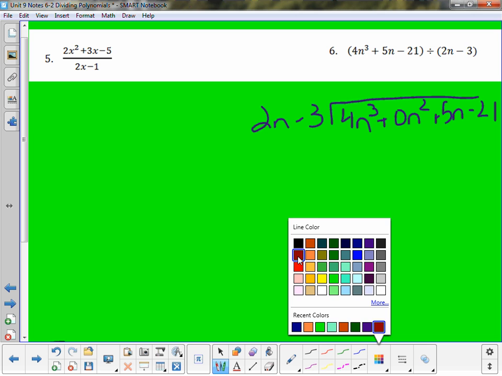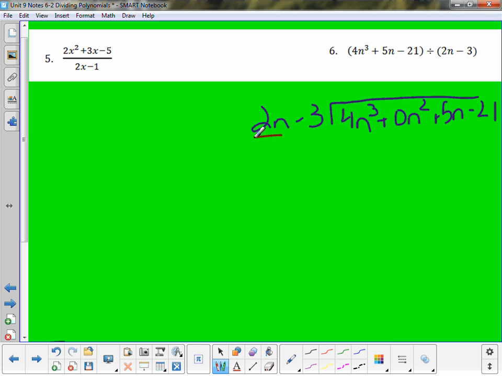So I have 2. I want to think, okay, how can I take 2n and make it 4n cubed? Well, first of all, I need to think about how can I make 2 into 4? And I do that by multiplying by 2. Then I need to ask myself, how do I make n cubed? Well, I only have one n, and I need 3 n's, so I'm going to multiply by n squared. So that's why I put that 0n squared there, so I have a placeholder. So that's going to be 2n squared.